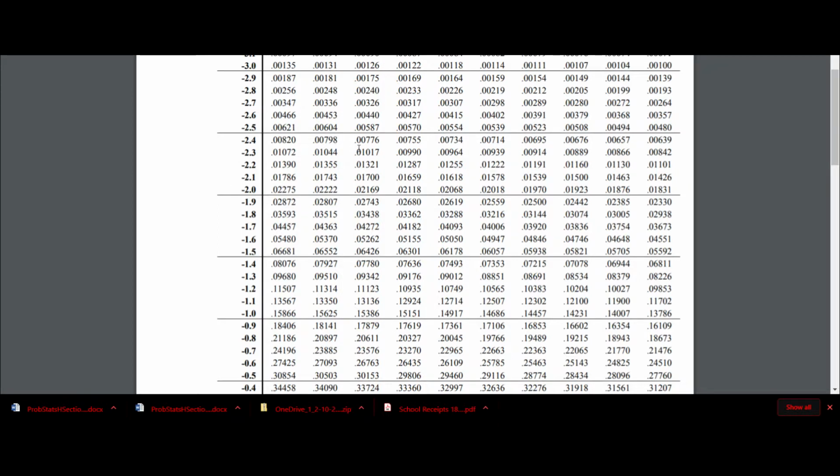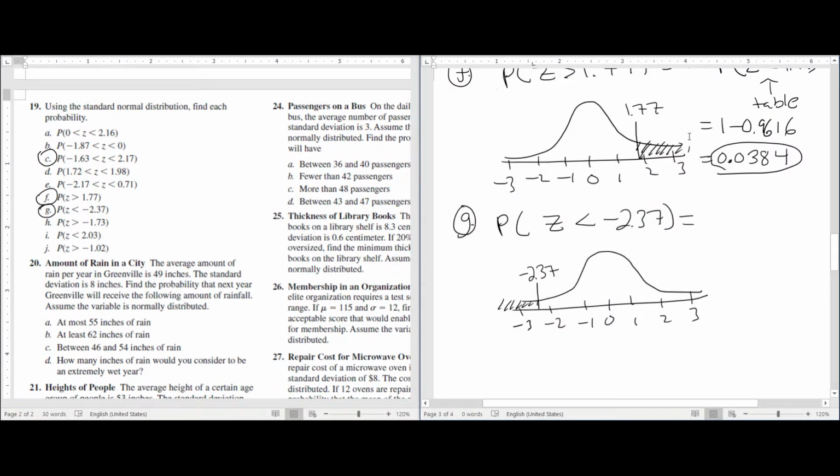That's 0, 1, 2, 3, 4, 5, 6, 7. So there you go. 0.0089. We'll round that. 0.0089. All right, rounding to 4 decimals. All right, that's all there is to it, guys.